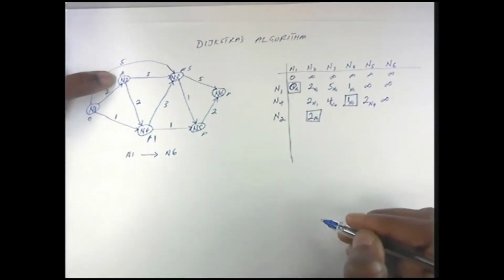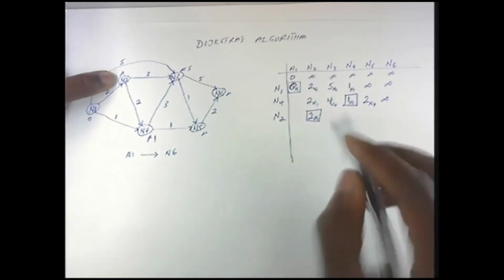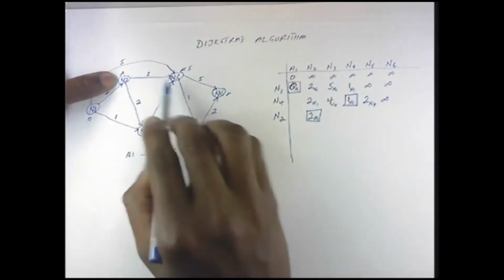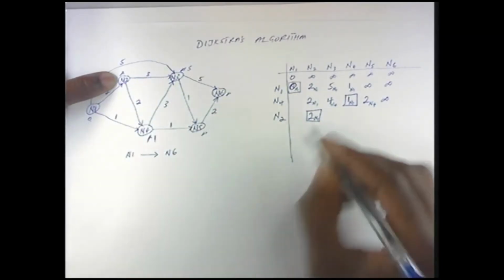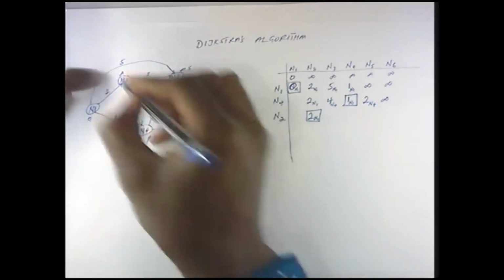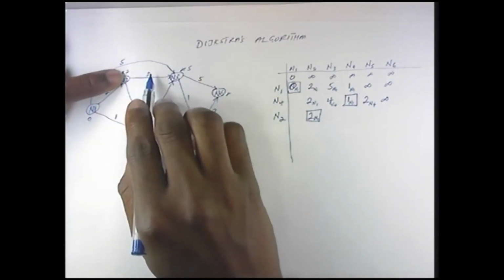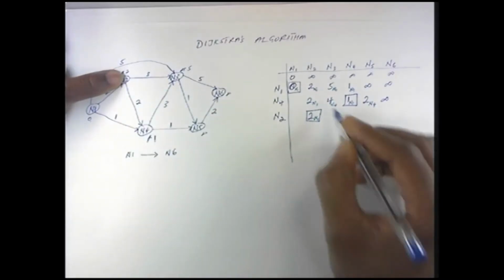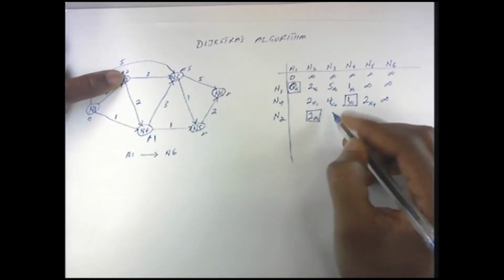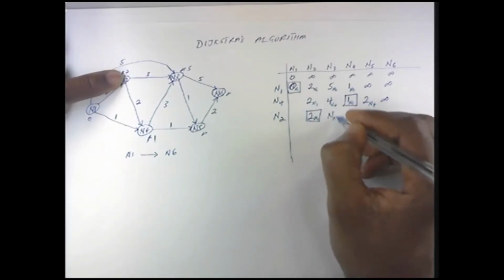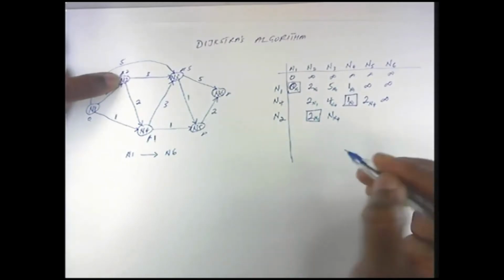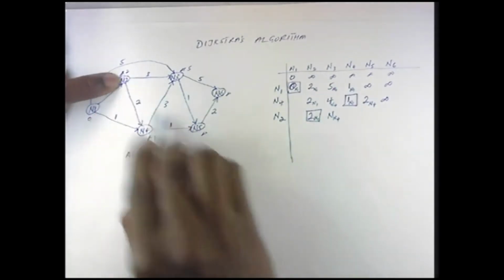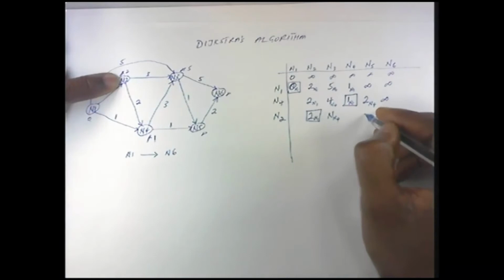So from N2, is there a connection to N3? Yes, there's a connection to N3 at a cost of 3. But the cost at N2 is 2. So 2 plus 3 is 5. Now 5 compared to 4, 5 is greater. So I will still repeat the cost there. Now N2 to N5, is there a direct link? No, there's no direct link. So I still repeat the cost there.